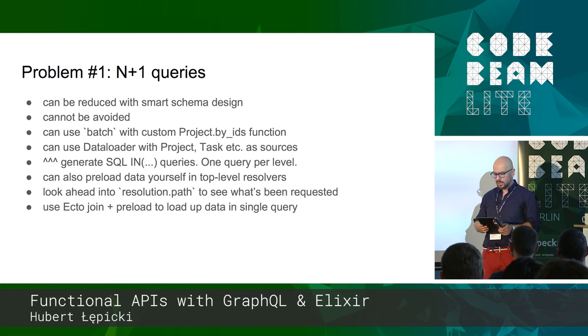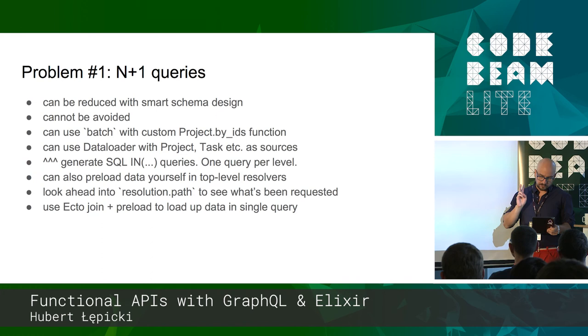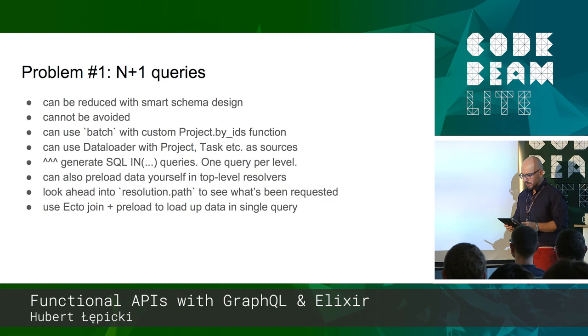There are ways to avoid that. Absinthe gives us two ways, but one way is actually simpler. You can get away with a lot by modifying your schema design or thinking about your schema design. But you're still going to end up with those N+1 queries anyway, unless you have flat data, and then why would you use GraphQL? Two ways to avoid that using Absinthe.